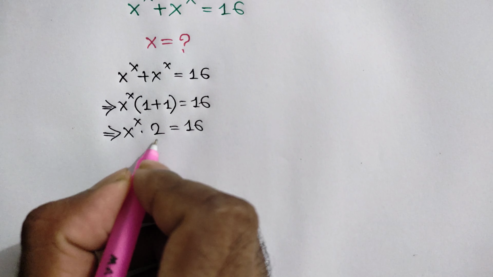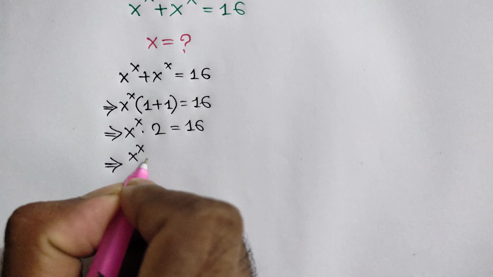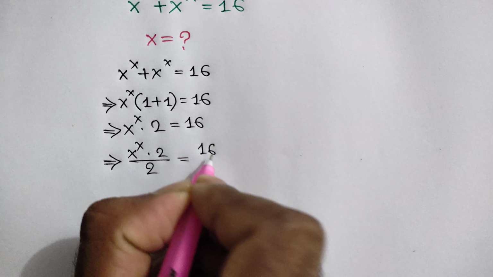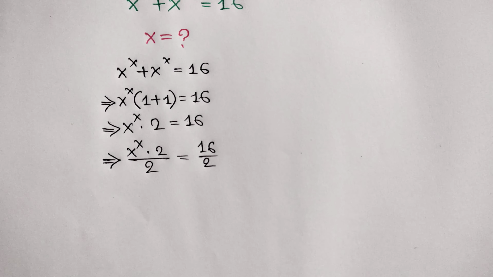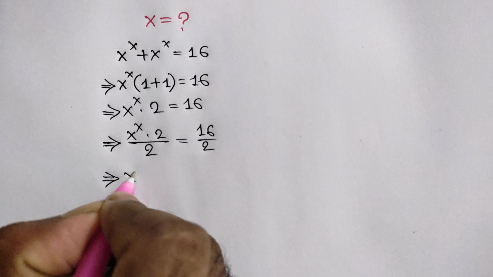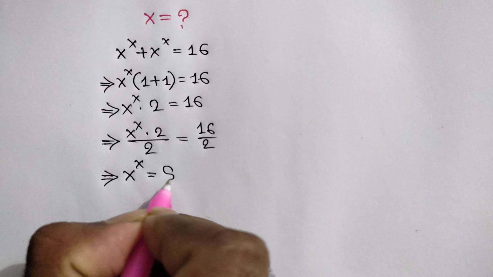Now divide both sides by 2. So we can write here x^x times 2 over 2 is equal to 16 over 2, or here we will get x^x is equal to 16 over 2, which is 8.